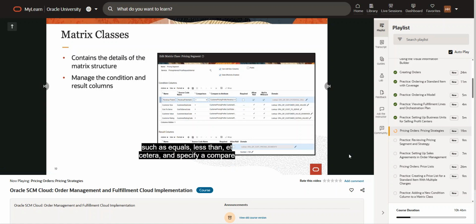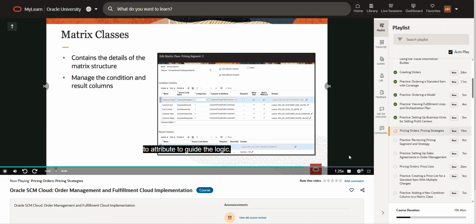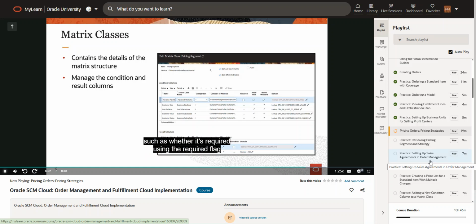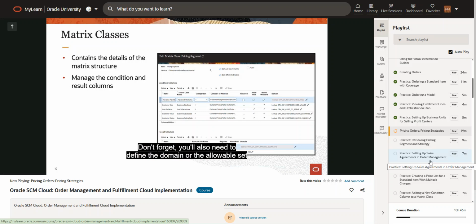Don't forget, you'll also need to define the domain, or the allowable set of values, for each column. For example, in this screenshot, new potential, customer size, cost to serve, customer value, and customer ranking are all condition columns you might use in the pricing segment matrix class. On the result side, attributes like pricing strategy and precedence will be returned once the conditions are matched. This setup gives you lots of flexibility for managing your pricing logic.